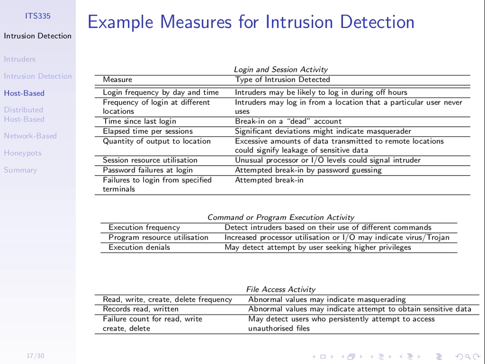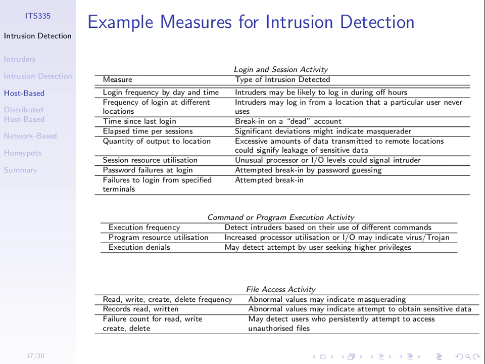Amount of output to a location. A normal login involves copying one file from the server to your home computer. But then there's a login that results in the copying of thousands of files, gigabytes of data from the server to some computer. Maybe that's abnormal and indicates a possible intrusion. Maybe the intruder is copying or downloading as many details as possible from the server.